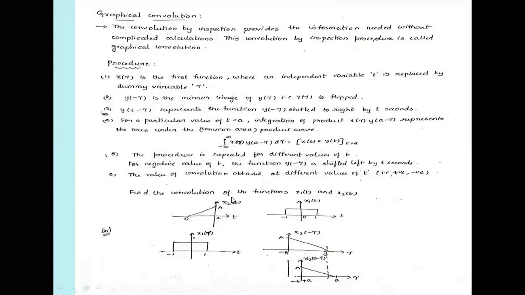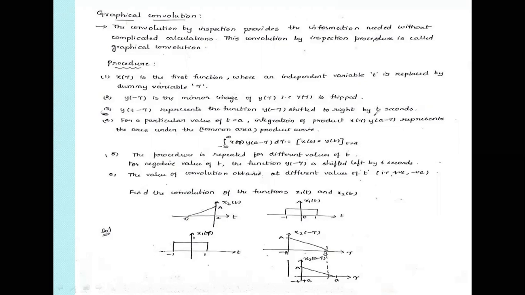See here, x1 of t is given as a rectangle function from -1 to 1, and x2 of t is given with its magnitude a, from 0 to 4. Slowly it increases up to the value of a. Got it, my dear students?